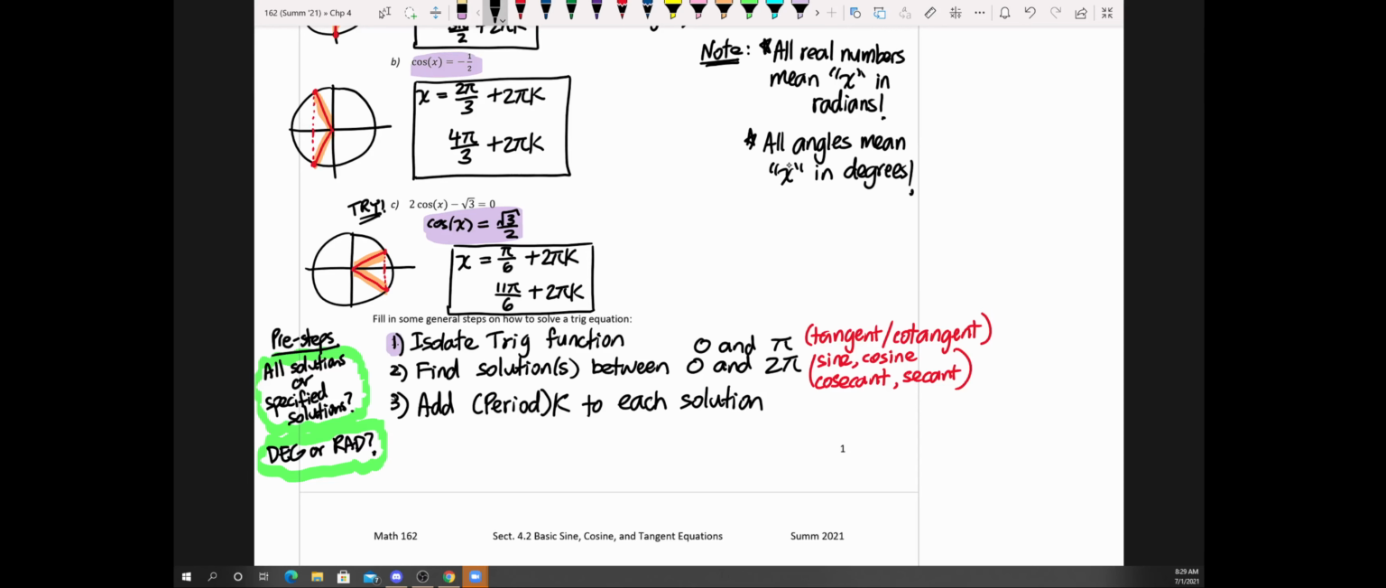Okay, so those are the 3 central steps in solving a trig equation. Step 1, isolate the trig function. Step 2, find the solutions in one period of the function: 0 to 2 pi for sine, cosine, cosecant, secant, and 0 to pi for tangent, cotangent. And then step 3, we add period times k to each solution, which will give us all solutions. So this is to find all solutions.